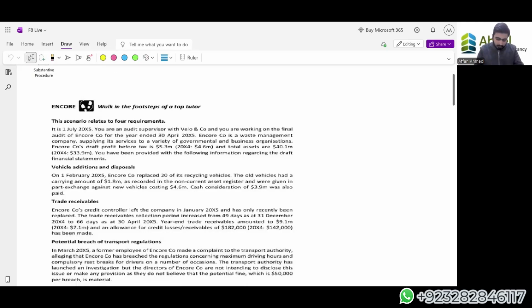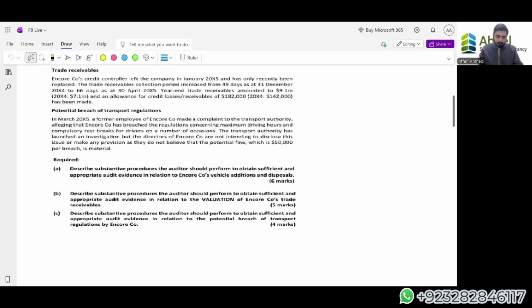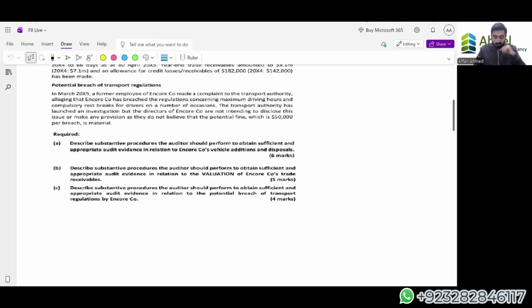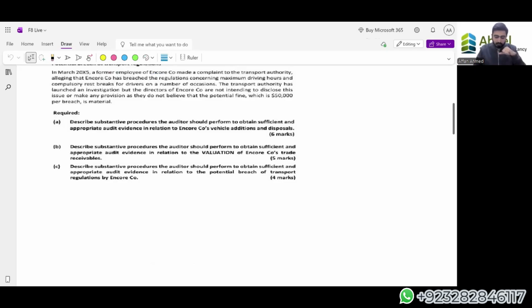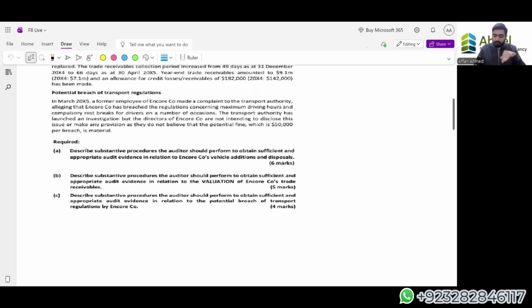normally what happens is we'll read the question first, and I'll give you some of the areas that I would want to discuss. First of all, here we are given three parts. This is approximately a 15 marks question, and 15 marks are strictly prone towards substantive testing. The first area says: describe substantive procedures the auditor should perform to obtain sufficient and appropriate audit evidence in relation to imposed vehicle addition and disposal. Second is focusing on valuation of trade receivables. Third is focusing on audit evidence in relation to potential breach of transport regulation.